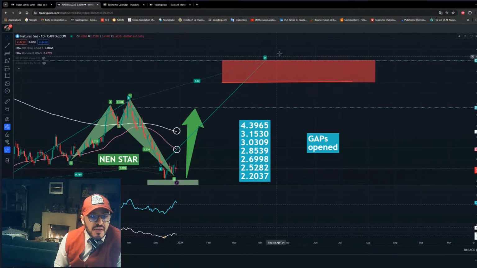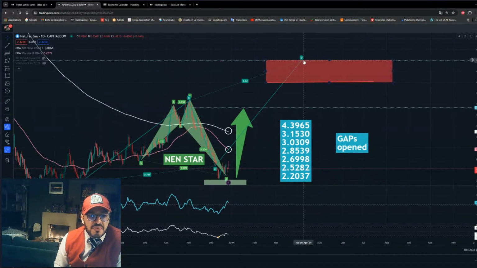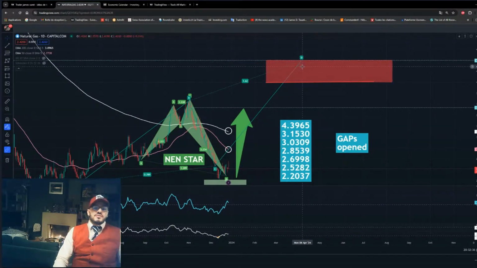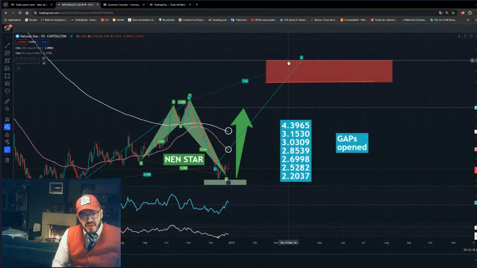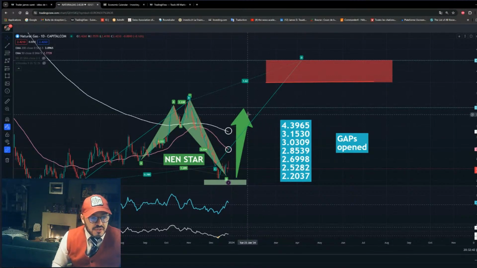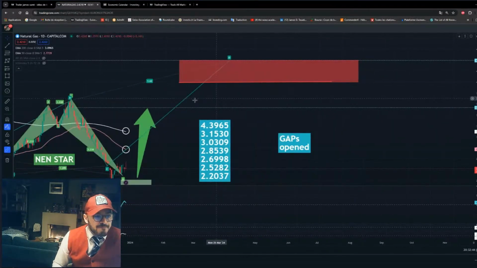And the ABC pattern gives you a PRZ at this low zone. Then there is a big convergence here. It converges with the ABC pattern and the gap. So potentially we can go upper, of course. So always the same, okay?